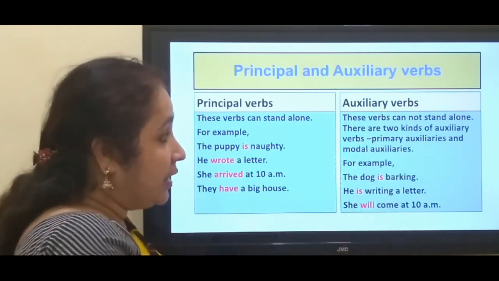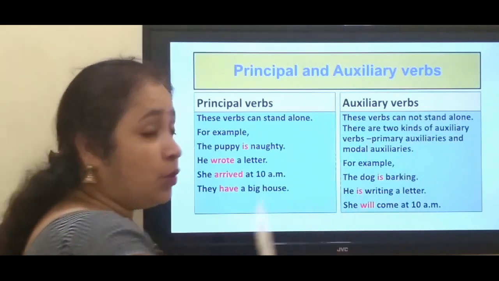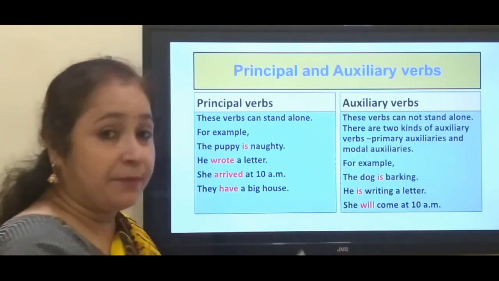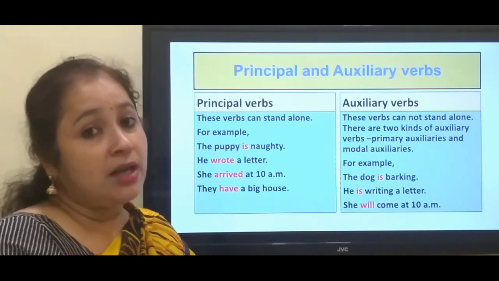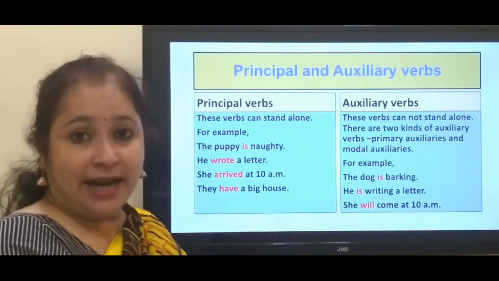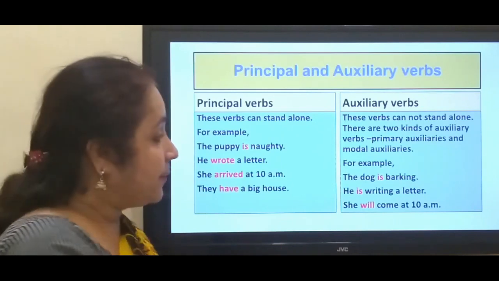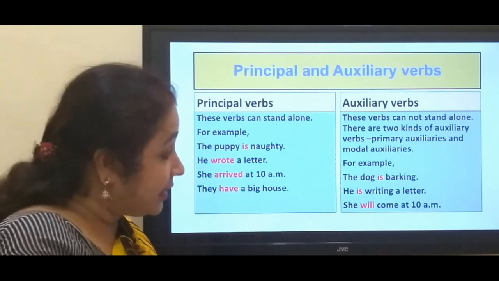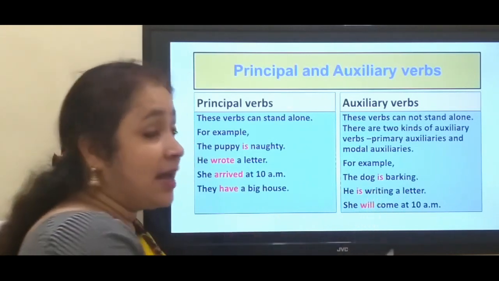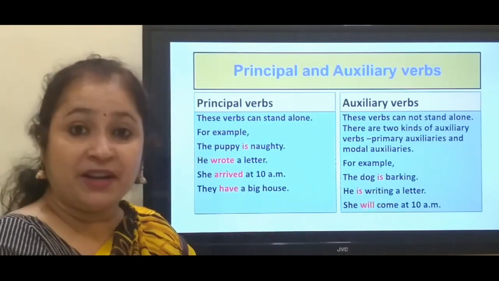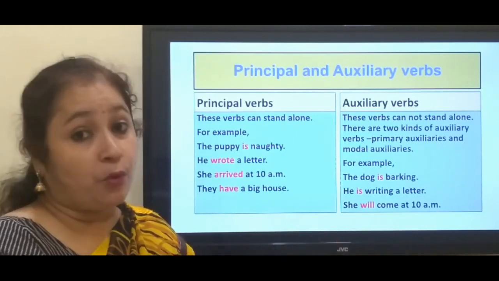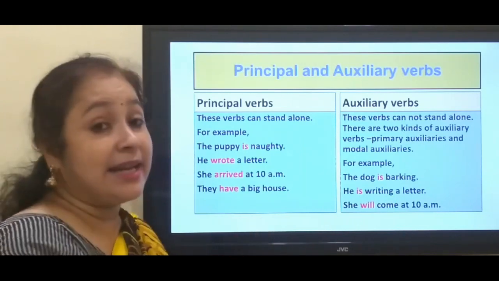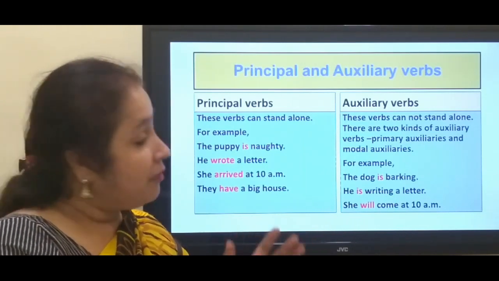Auxiliary verbs. These verbs cannot stand alone. There are two kinds of auxiliary verbs. Primary auxiliaries and modal auxiliaries. Let us understand with the help of these examples. The dog is barking. Dear students, as you can see that in this sentence, is has been used as a helping verb as it needs the support of main verb barking. So, here is an example of auxiliary verb.